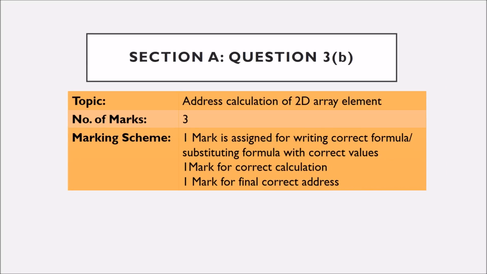Question number 3, part B, is of 3 marks and is based on address calculation of 2D array elements. This question also has partial marking. 1 mark is assigned for writing correct formula or substituting formula with correct values. 1 mark for correct calculation and 1 mark for final correct address.